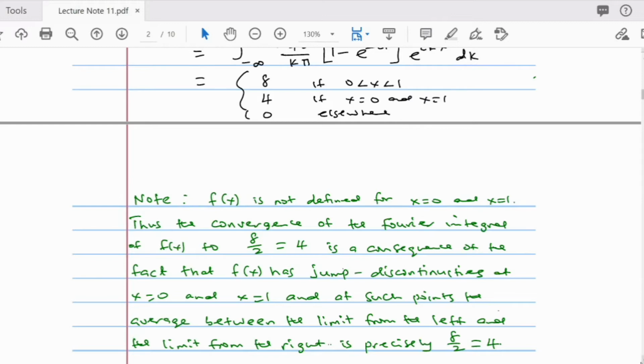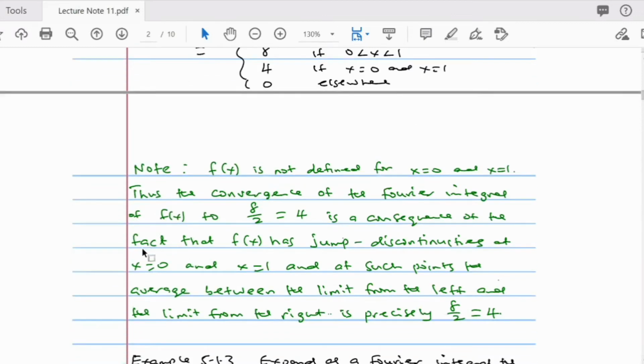This is a consequence of the fact that f of x has a jump discontinuity at x equals 0 and x equals 1. So x equals 0 and x equals 1 are called the jump discontinuities of f of x. So at those points, the Fourier integral does not actually converge to f of x.